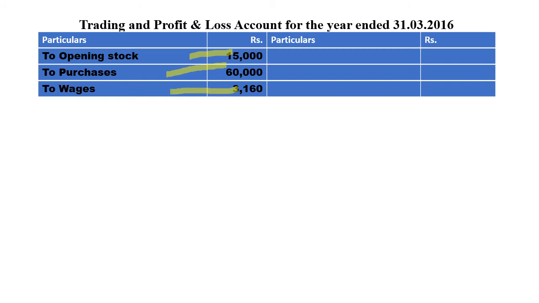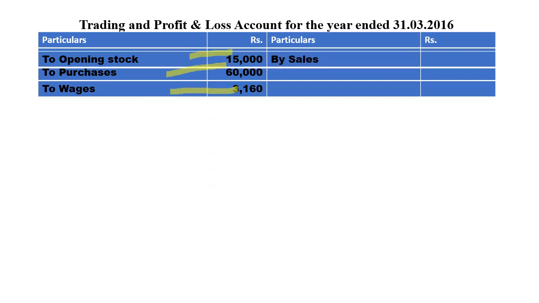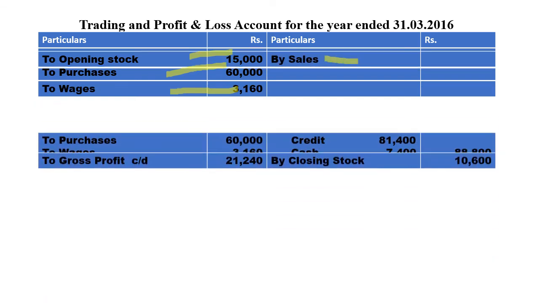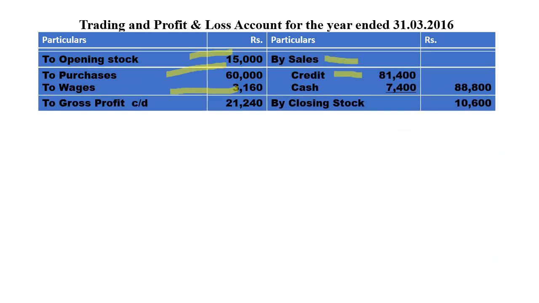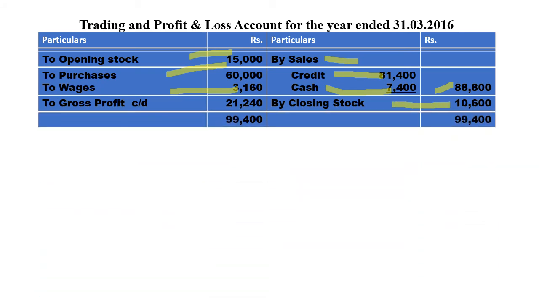To wages 3,160. Then credit side, by sales, in that credit sales 81,400 as per the problem. Then cash sales, you can check the cash account, 7,400. Total sales comes to 88,800. Then next item, closing stock 10,600 and total comes to 99,400, and balancing figure, to gross profit carried down 21,240.